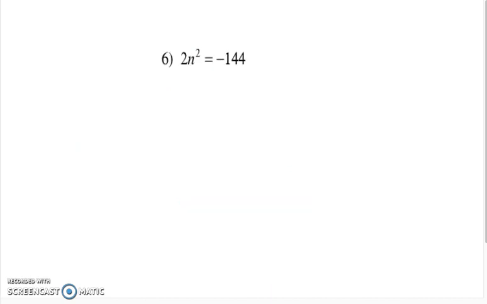Okay, look at number 6. So for number 6, we need to start by dividing to get the variable alone. So to get n squared alone, we're going to divide by 2, since that's 2 times n squared. And we're going to get n squared equals negative 72. Now that n squared is alone, let's take the square root on both sides.